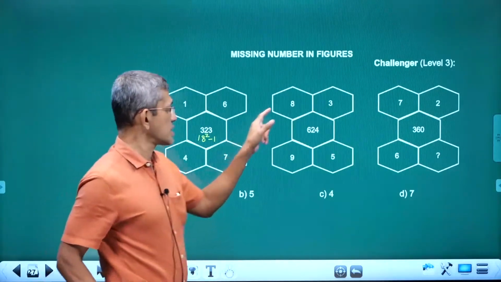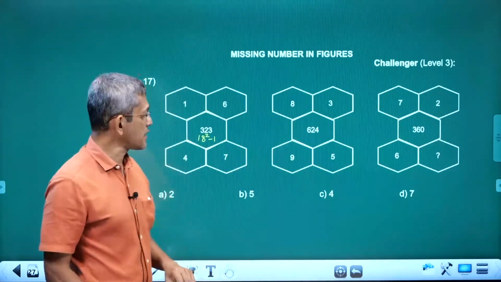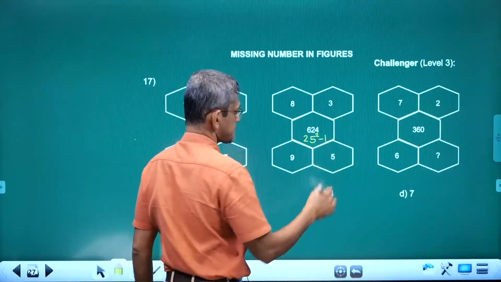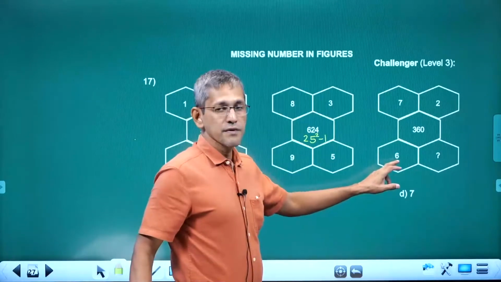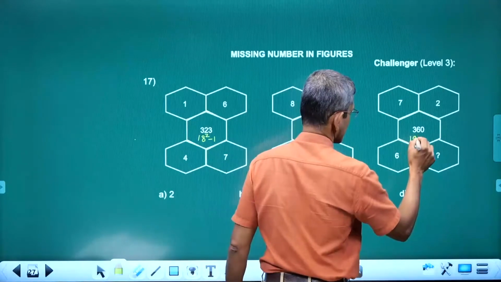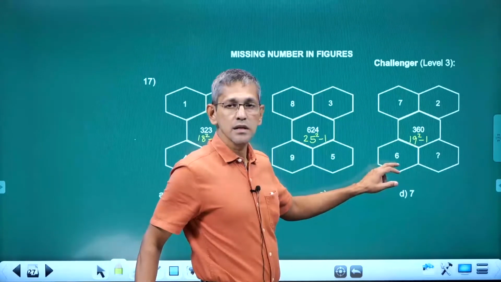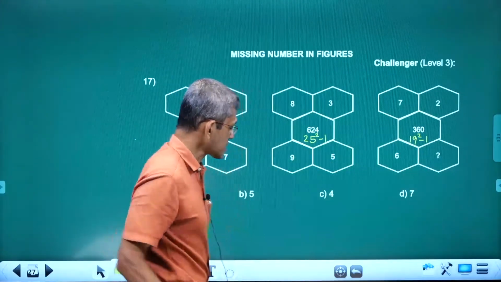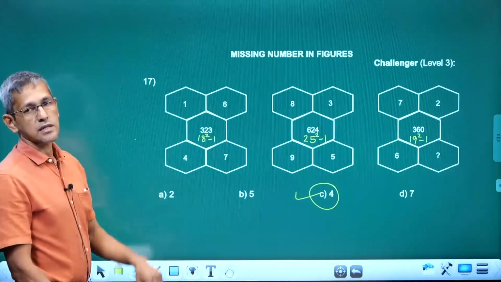And if you apply that right here, 8 plus 3 is 11, 11 and 9 plus 5 is 14. 14 plus 11, 25. So this is 25 square minus 1. And let's apply the same pattern. 7 plus 2 is 9, 9 plus 6 is 15. And 360 is what? 19 square minus 1. So 7 plus 2, 9, 9 plus 6, 15, and we need 19, right? So we need to have a 4 here. So 4. Answer choice C, 4 is the answer.